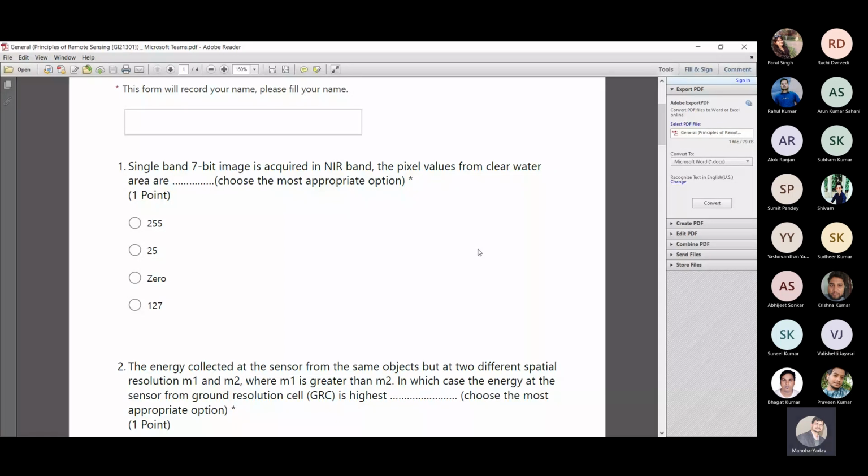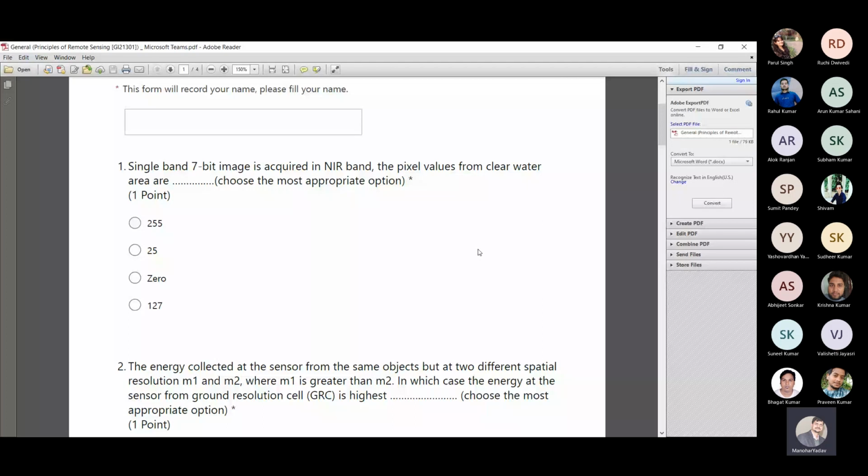See, first you need to understand how much information is given in the question itself. The band information is given, near infrared band, the image is acquired. It's a 7-bit image. It means if you see the range of digital numbers in the image, that range will be from 0 to 127. Correct? And the image in NIR band is acquired from only one object, that is clear water.